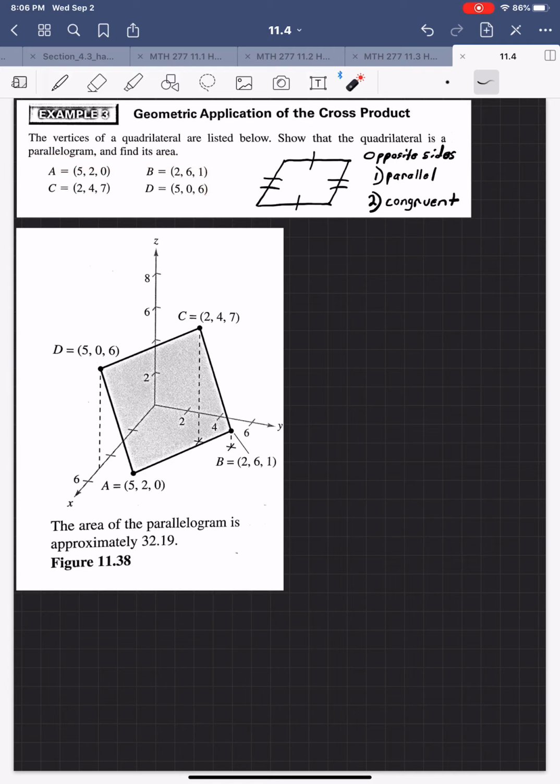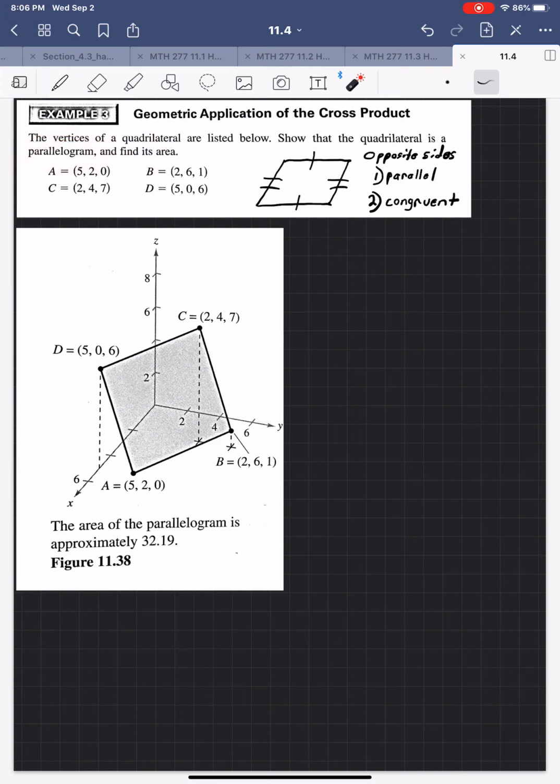Now, what we would like to do is we have 2 things. We would like to show that the quadrilateral is indeed a parallelogram. That's task 1. Once we've done that, we would like to find its area. Okay, so remember, the cross product can find the area of a parallelogram. But first, we need to demonstrate that it is a parallelogram.